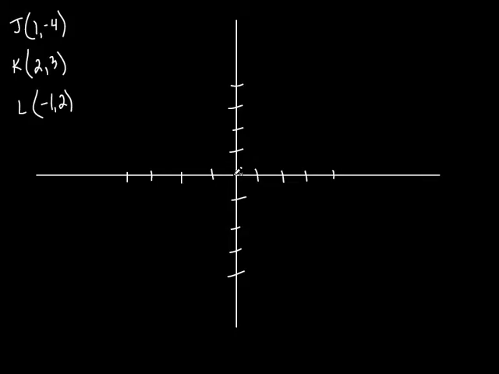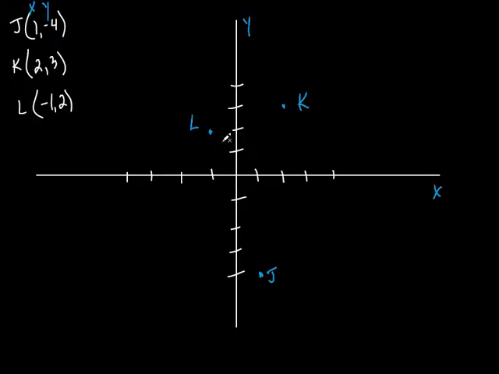All right, so let's plot the points. 1, -4. So again, we go in the x direction first, and then we go in the y direction. That's the x, and that's the y. So we go to the right one, you go down 4. That's point J. Let's do K's, 2, 3. So to the right 2, up 3. Right there, and that's K. And then L is -1, 2. -1 means 1 to the left, and up 2. Right there, and that's point L.